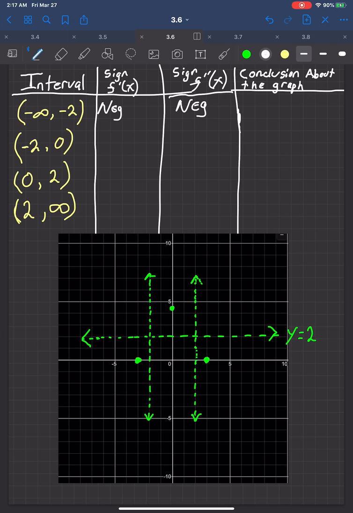Let me go ahead and give you the rest of these. If you pick a test point in the second interval and plug it into your first derivative or second derivative, you would get a negative value here. You would get a positive value here. I'm going to finish this.